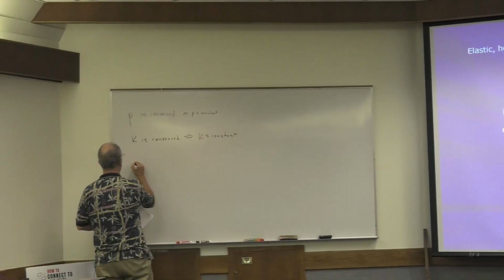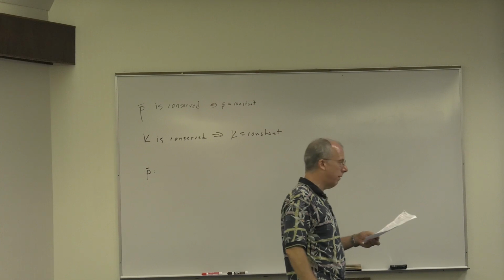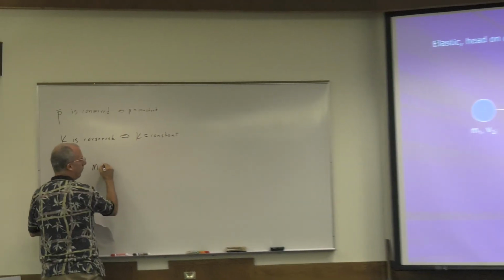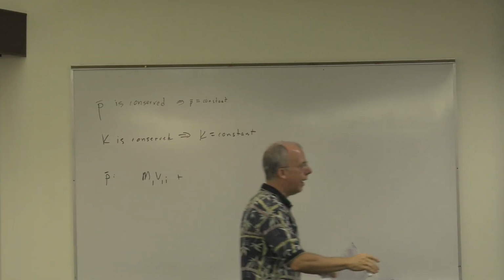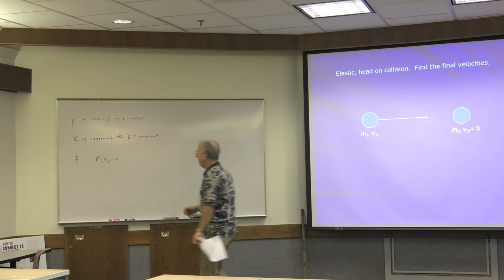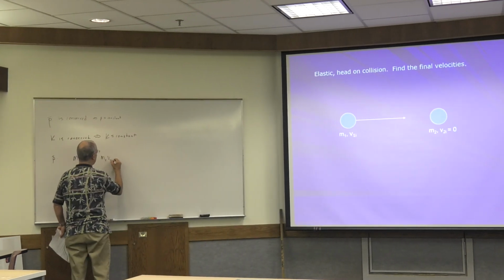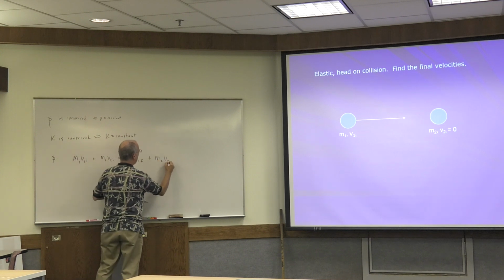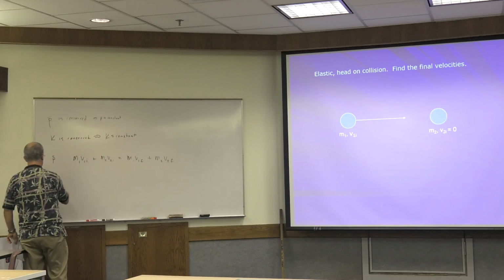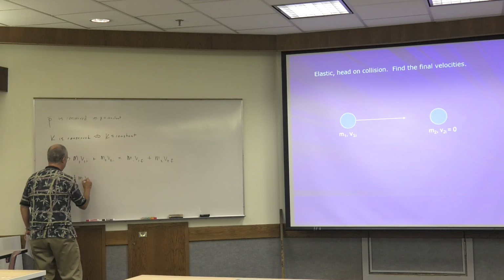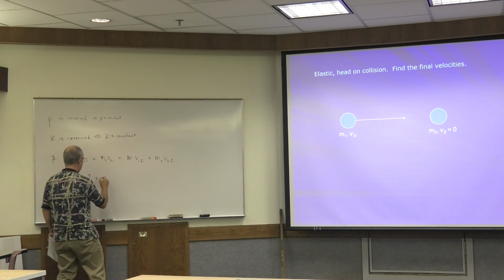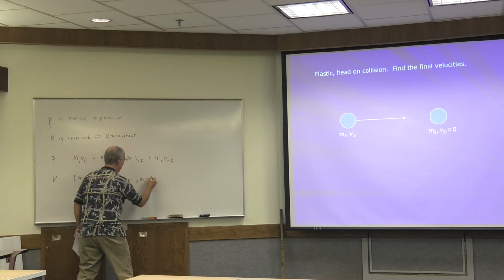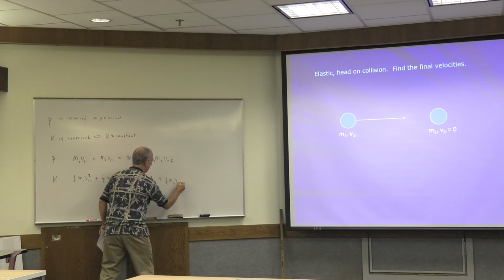Let's do momentum first. Now everything's along the x direction. That's nice, so I don't have to go crazy with the vectors. So the momentum of this guy is just m1 v1 initial. The momentum of this guy, I know it's 0, but I'm going to write it down anyway, is m2 v2 initial. Okay, what's the final momentum? It's going to be m1 v1 final plus m2 v2 final. Now let's do kinetic energy. So 1/2 m1 v1 initial squared, and I know this is 0, but I'm going to write it down anyway, plus 1/2 m2 v2 initial squared equals 1/2 m1 v1 final squared plus 1/2 m2 v2 final squared.